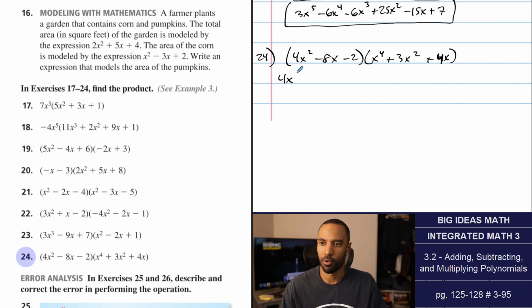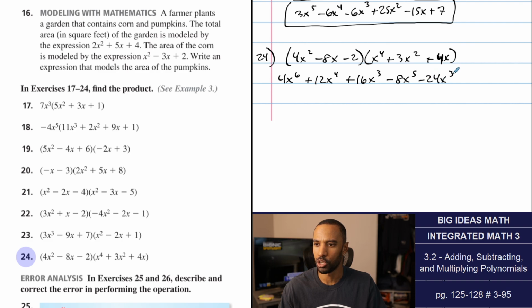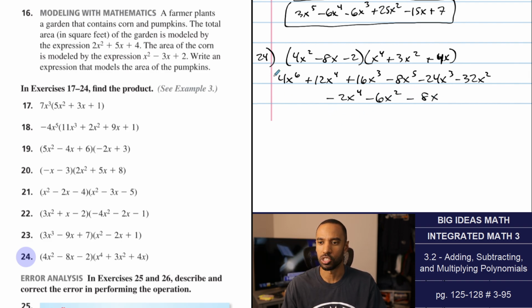First term, we got 4x to the 6th, and then 12x to the 4th, and then 16x cubed. Now, with negative 8x, we'll get negative 8x to the 5th, minus 24x cubed, minus 32x squared. Running out of room, so I'll just write down here. Then we got minus, see, I should have used the box method, minus 2x to the 4th, minus 6x squared, minus 8x.